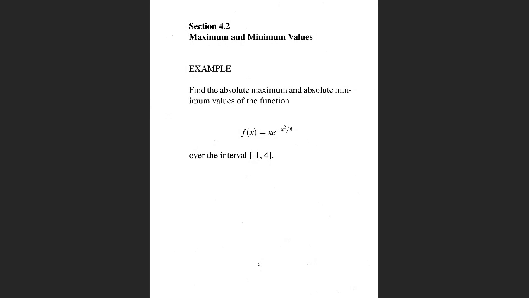So now back to the example at hand. We want to find the absolute minimum and absolute maximum values of this function, x times e to the negative x squared over a. And we understand now that in order to find maxima and minima, even absolute maxima and minima, we have to consider taking the derivative. So that's what we're going to do. Here we go. So we are taking the derivative.